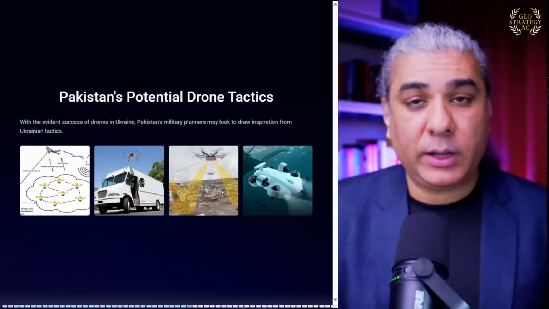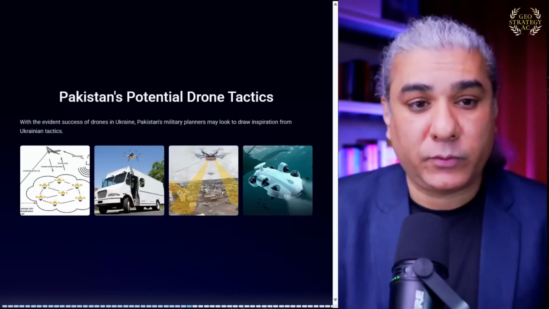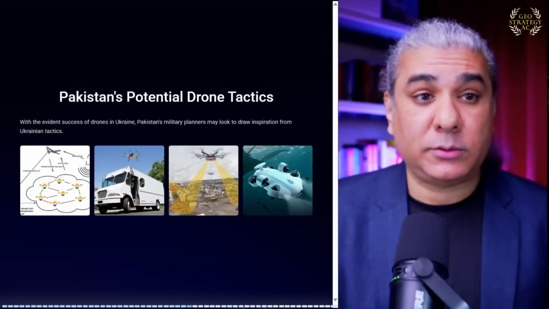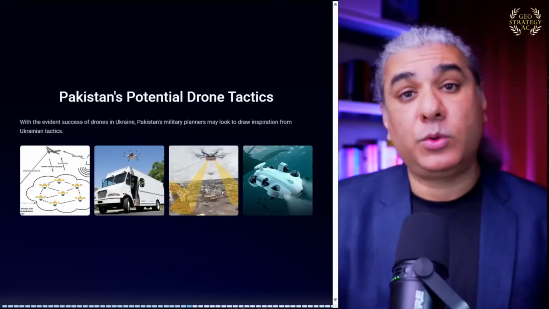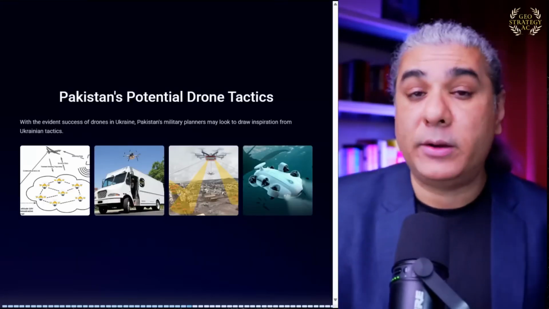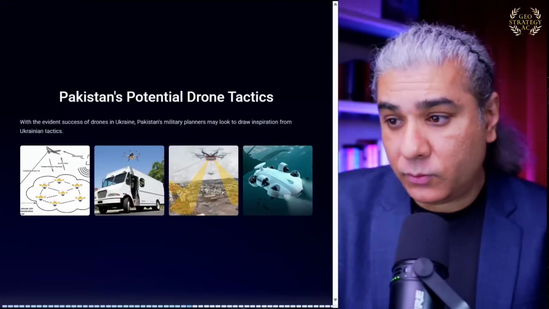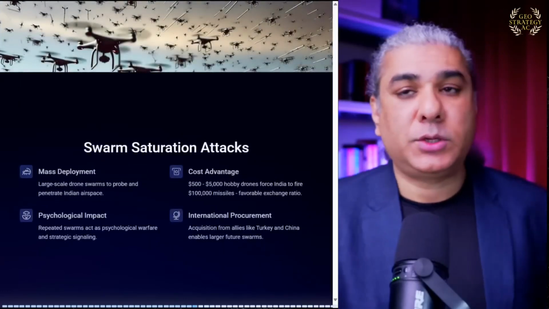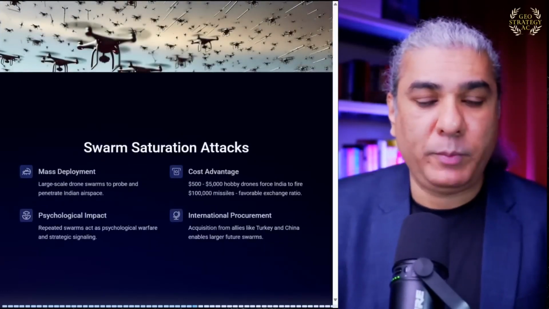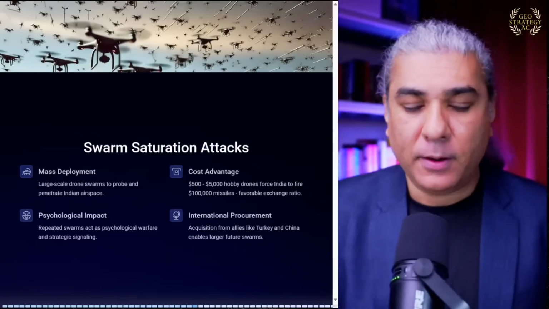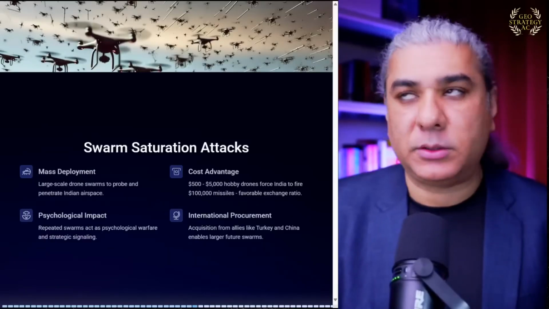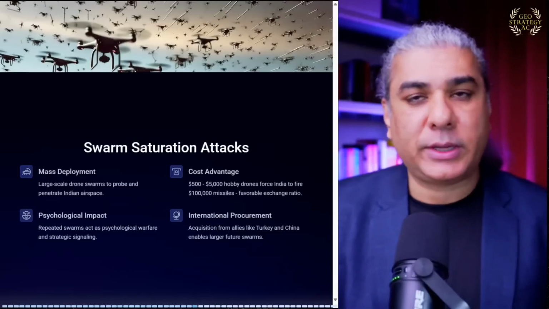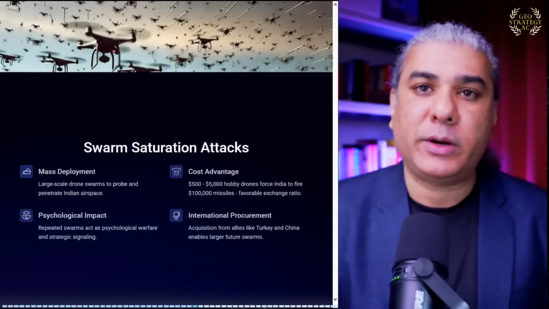So, with the evident success of drones, very clear success of drones in Ukraine, Pakistan's military planners, who are terrorists, who work with terrorists, they may look to draw inspiration from Ukrainian tactics. So then, what would that look like? One such strategy or tactic would be swarm saturation attacks. So you deploy drones in large numbers, like a swarm of mosquitoes or locusts, large scale drone swarms to probe and penetrate Indian airspace.